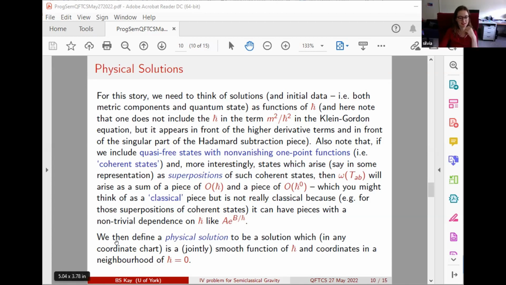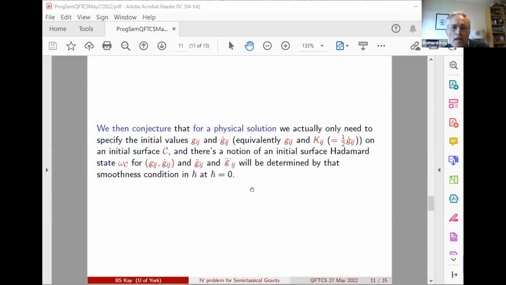Yeah, because, okay, so then we define a physical solution to be a solution which in any coordinate chart is a jointly smooth function of hbar and coordinates in a neighborhood, so to speak, of hbar equals 0. Okay. And we then conjecture that for a physical solution, we actually only need to specify the initial values, g and g dot, or equivalently g and the extrinsic curvature on our initial surface, and that there's a notion of initial surface Hadamard state just for g and g dot, and g double dot and g triple dot will be determined by that smoothness condition in hbar at hbar equals 0.